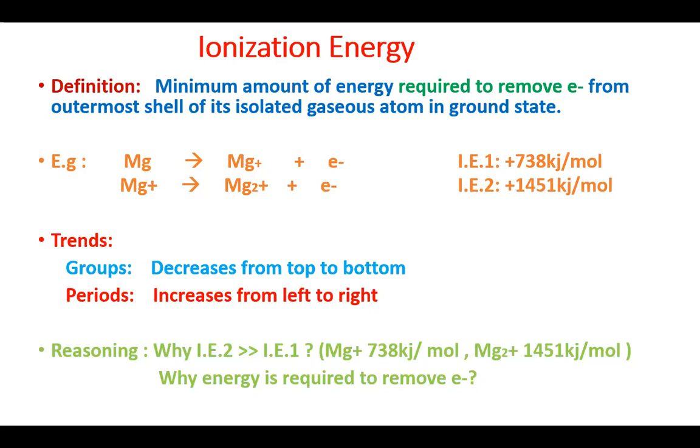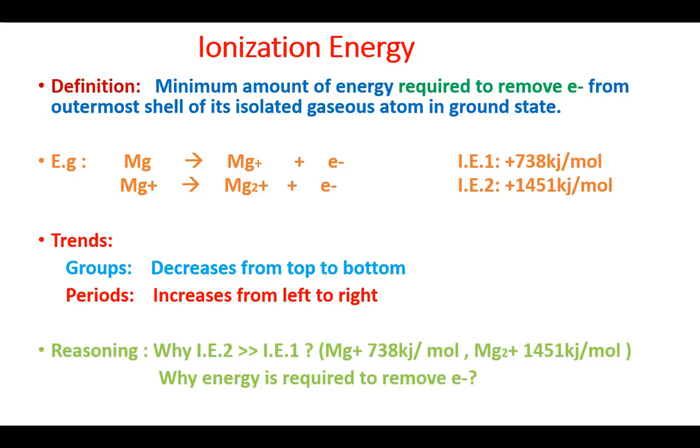Or simply we can say that if an atom has to lose an electron from the outermost shell when this atom is present in gaseous state, some amount of energy is required. This amount of energy which is required to remove an electron from the isolated gaseous state atom is called ionization energy.